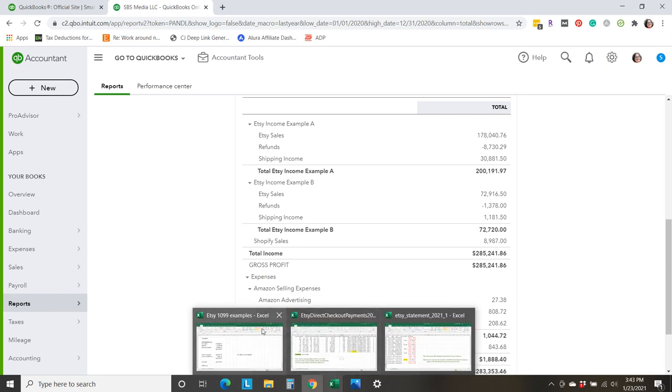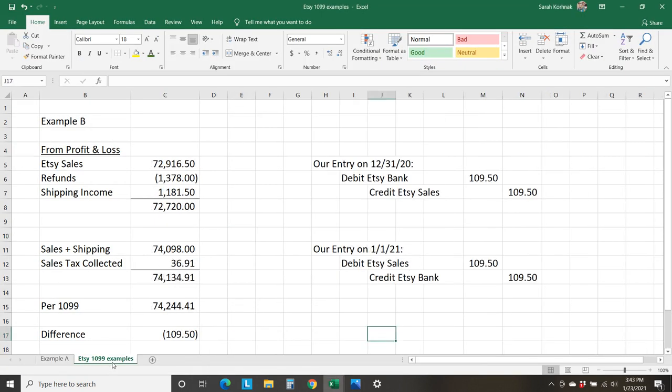So now let's pull up our example here. Ignore this half of the screen for the moment, okay? So example B, here's our Etsy sales, our refunds, our shipping income. Okay, lovely. That agrees with our total that we have on our profit and loss. When we add sales tax plus sales plus shipping, we get 74,098. Once again, we're not including refunds because your 1099 number is before refunds.